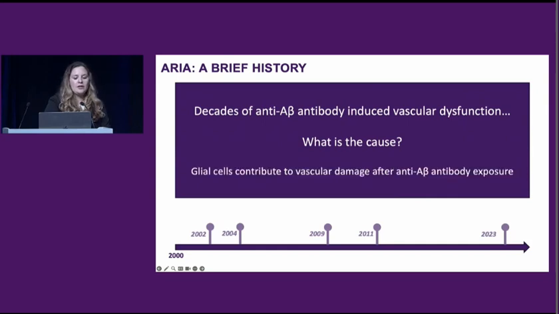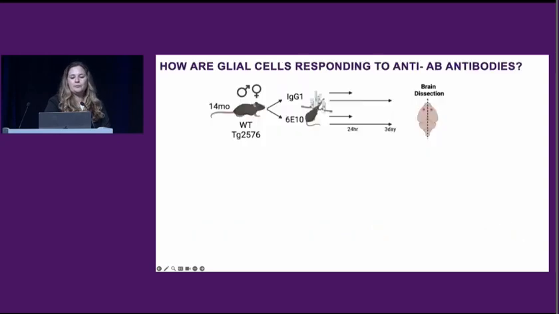So my hypothesis, starting my postdoc, was that glial cells contributed to these vascular damages after anti-A beta immunotherapy. And so in order to try and understand what these glial cells are doing and how the vasculature is dysfunctional, we used 14-month wild-type and transgenic 2576 mice, or APPs, both males and females, and I did intracranial injections into the frontal cortex. I used either an IgG1 control or 6010, which is our anti-A beta antibody of choice. I then waited 24 hours or 3 days before brain dissection.